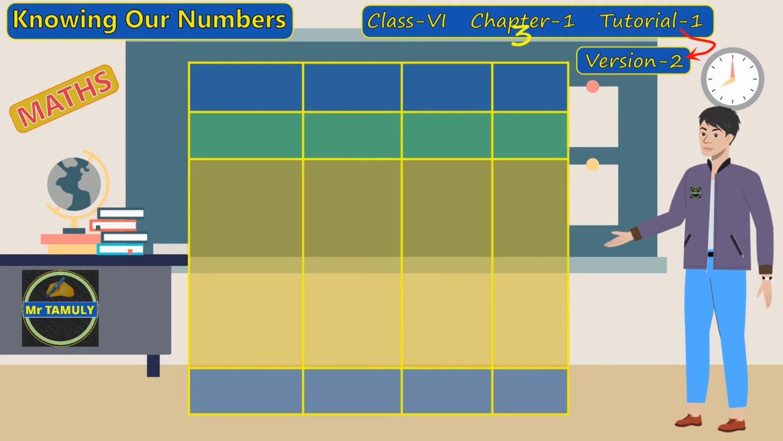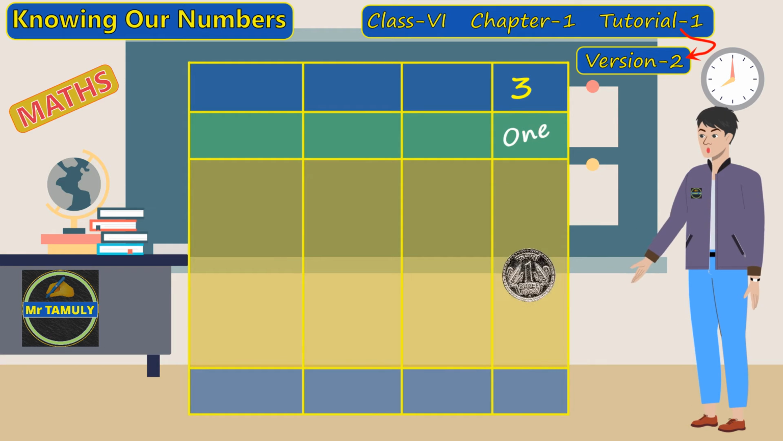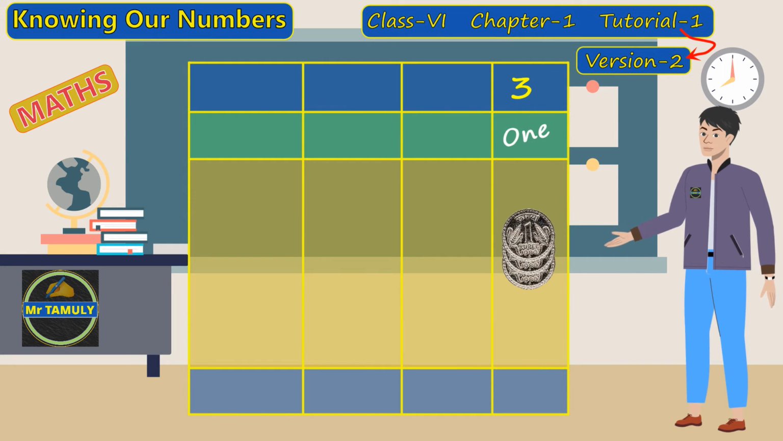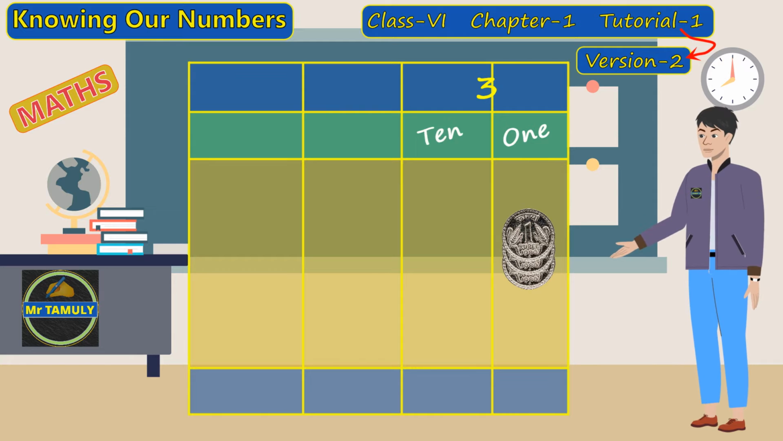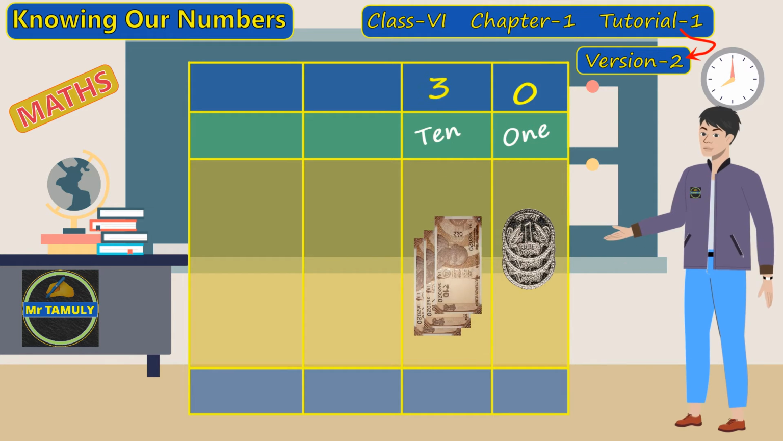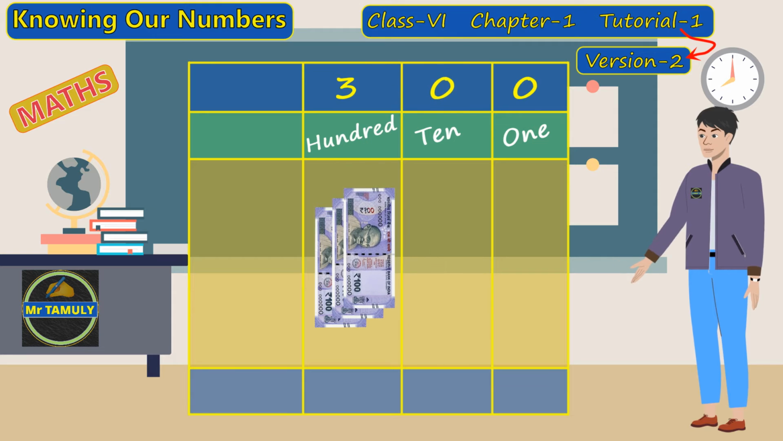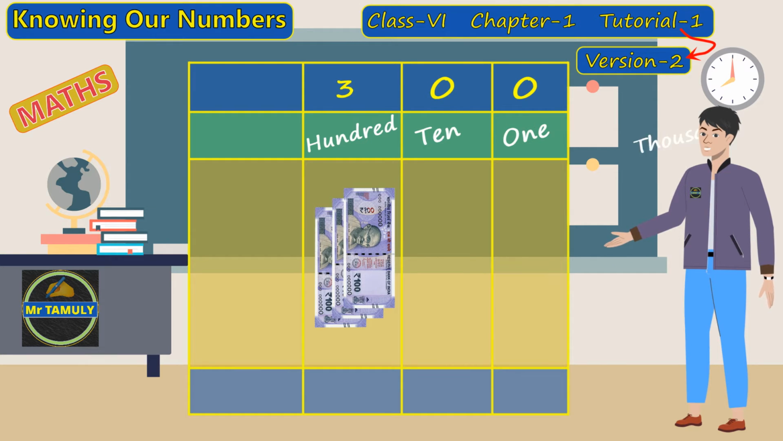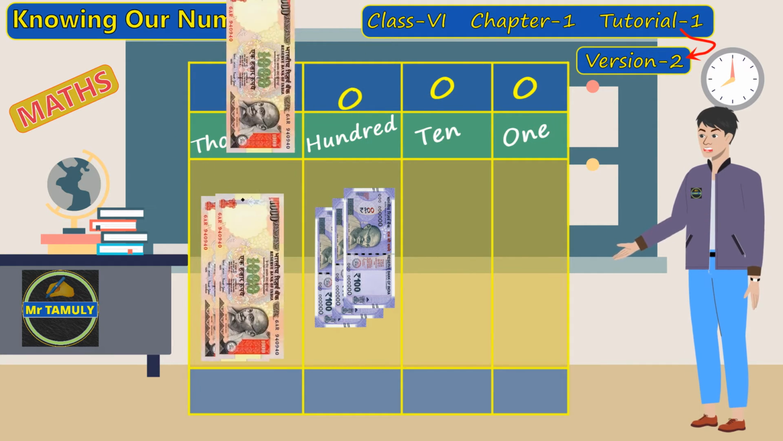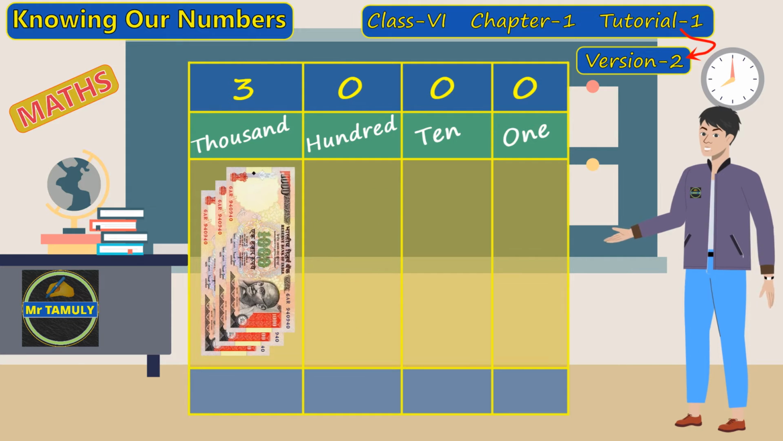If we write the digit 3 in the first position or place, its value is just 3. If we write the same digit 3 in the second place, its value becomes 30. When we write the digit 3 in the third place, it becomes 300. And the value of the same digit 3 in the fourth place becomes 3000, that is equal to the value of the 3 1000 rupee notes that you found in the drawer of the bedroom table.